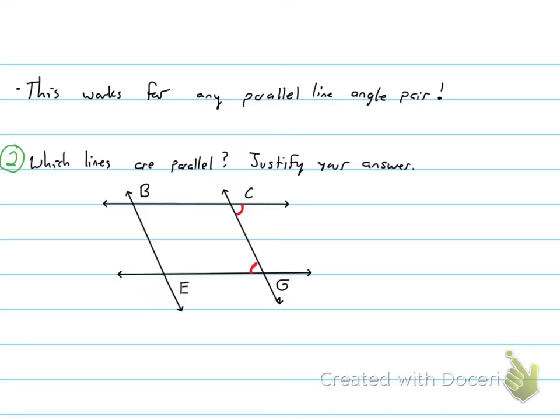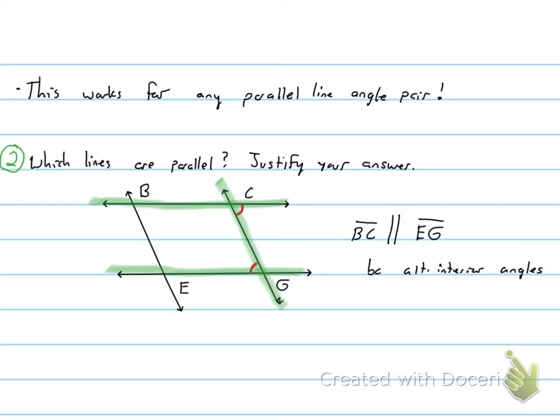So in example number 2, I look at this diagram, I see that those two angles in the red are marked congruent, and I want to know now which lines are parallel. I see here CG is my transversal line, and I have alternate interior angles. So I would say that line BC is parallel to EG because I have alternate interior angles.